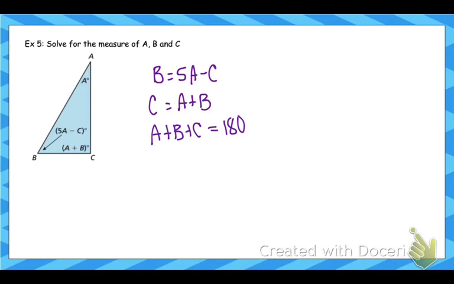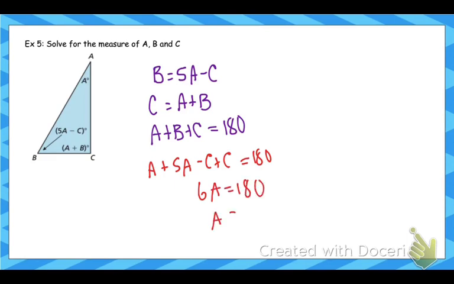Again, it's up to you what you want to use. I'm going to go ahead and do substitution. So I'm going to substitute what I know for B into this bottom equation. So I get A plus 5A minus C plus C equals 180. Well, that's going to make this a lot easier for me because now those C's cancel out. 6A is 180, so A is 30. Now that makes it really easy to plug that back in to my other equations.